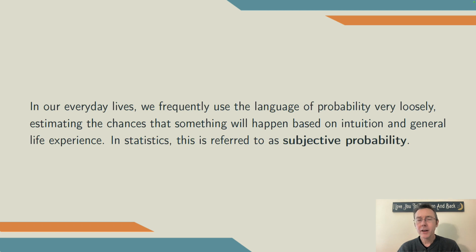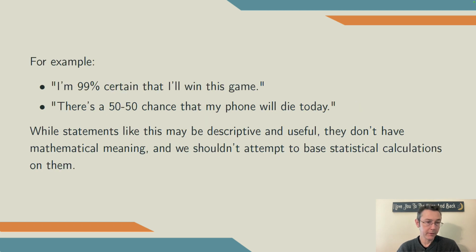Finally, in our everyday lives, we often just use the language of probability loosely. We estimate the chances that something will happen just based on intuition and general life experience. In statistics, we refer to this as subjective probability. A couple examples: I'm 99% certain that I'll win this game. There's a 50-50 chance that my phone will die today.